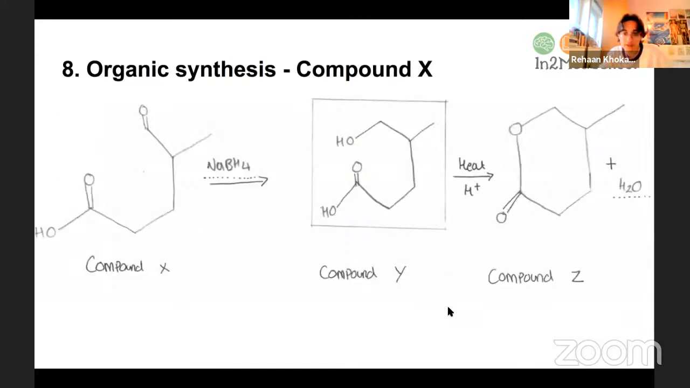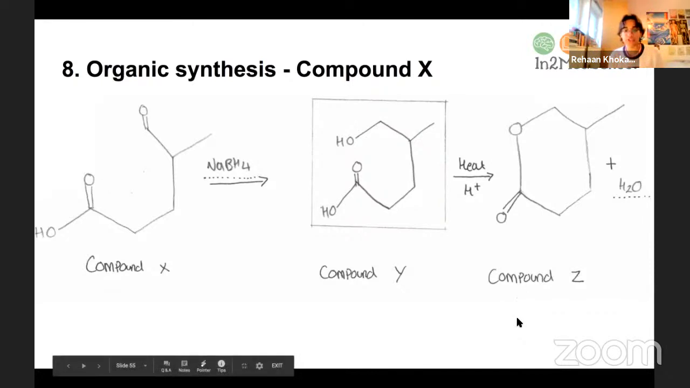That's what Y looks like. So how do we go from aldehyde to alcohol? Well, we've got to reduce it with sodium tetrahydroborate. So the reduction of the aldehyde to the alcohol using NaBH4, then forming the ester, the final product, using heat, and water is obviously what's left, okay? So it's a very simple question, really.